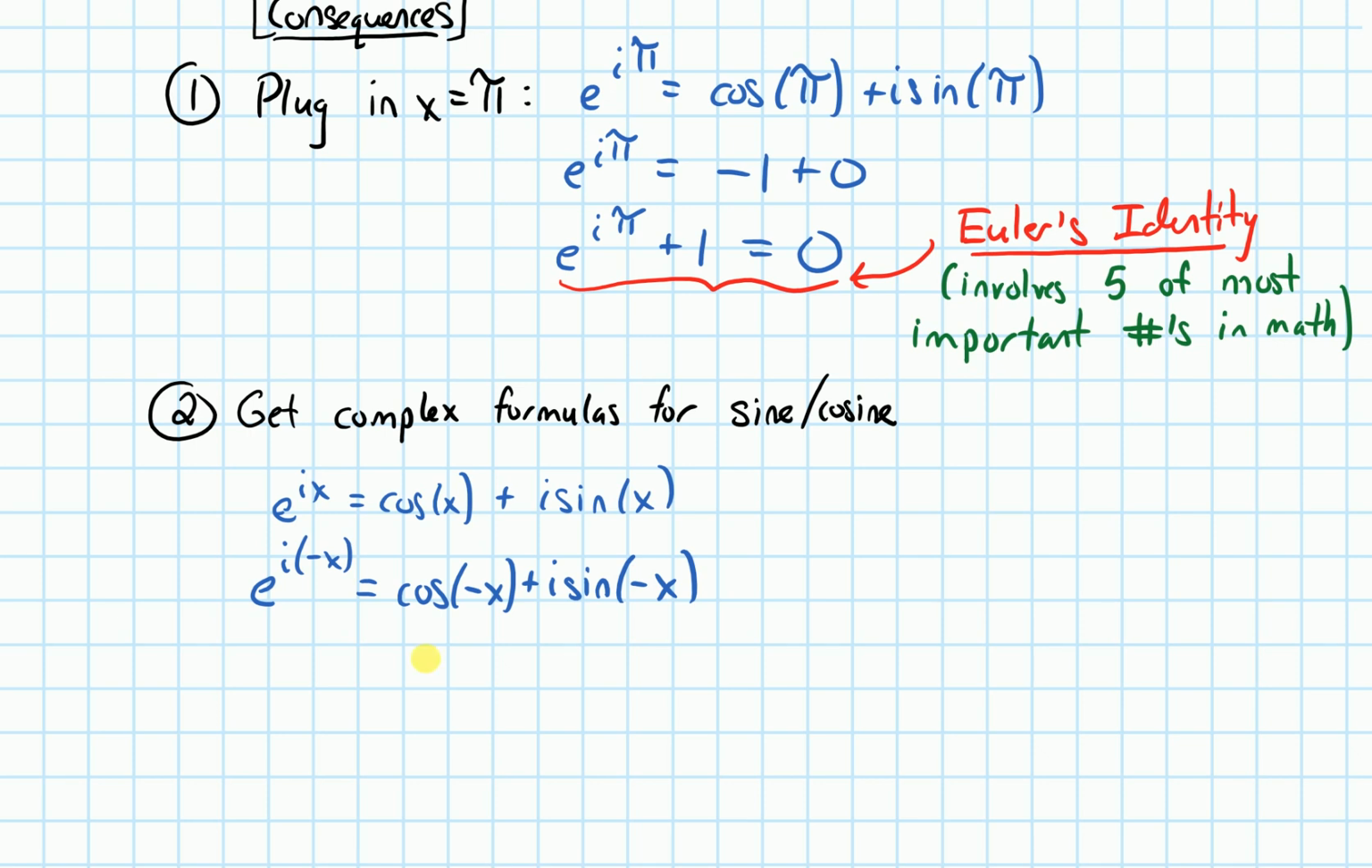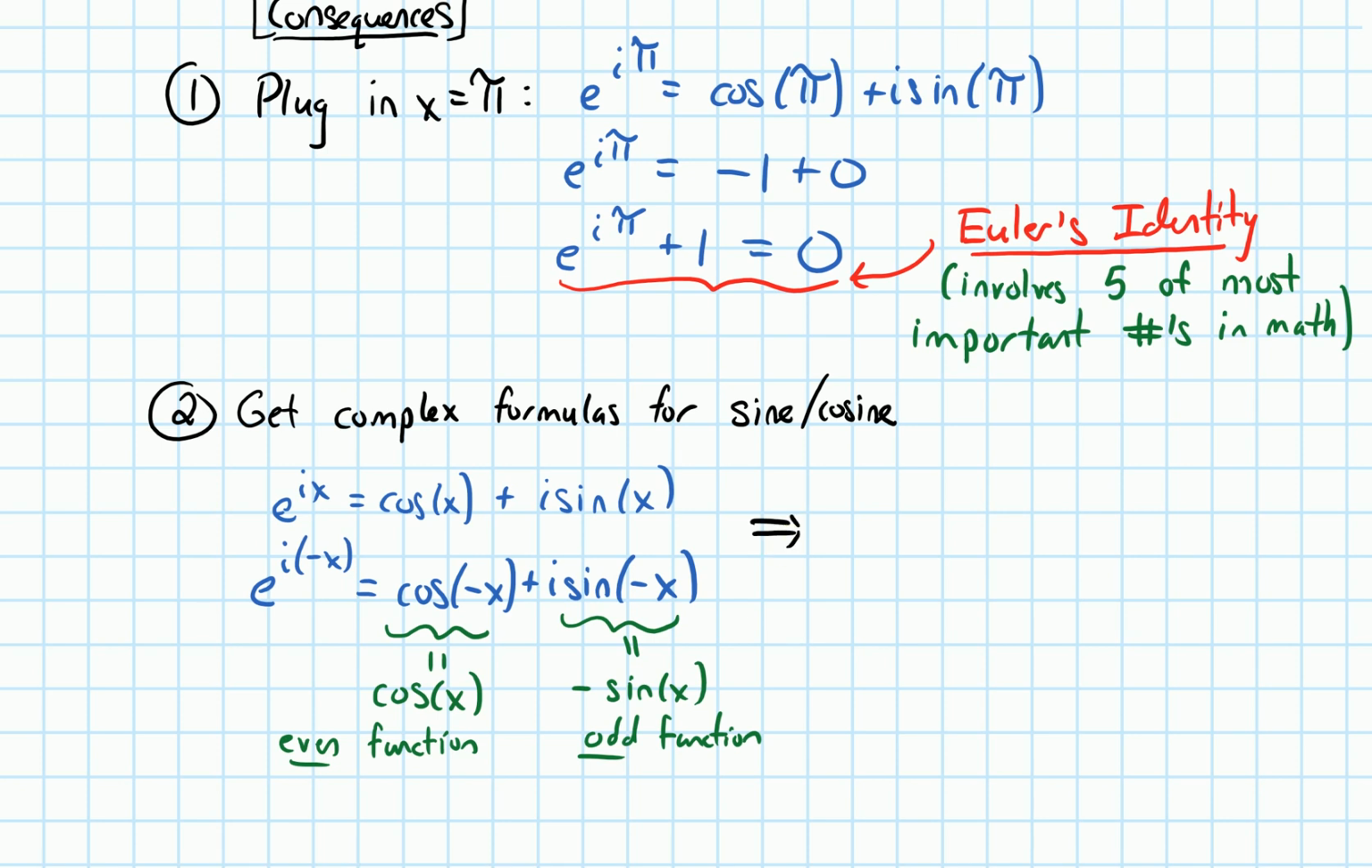Okay, so now I'm going to use the evenness or the oddness of cosine and sine. Cosine is even, which means cosine of -x equals cosine x, because this is an even function. And on the other hand, sine is an odd function, so sine of -x would be negative sine x. That's because sine is an odd function. Okay, so what that's going to let me do is rewrite that second equation a little bit. So let me just copy down the first one. e to the ix equals cosine x plus i sine x. The second one, I'm going to simplify it. We get e to the -ix on the left. On the right, we get cosine x minus i sine x.